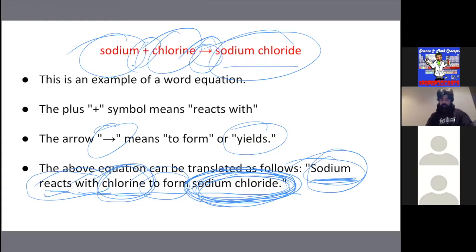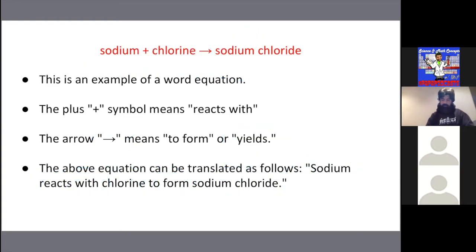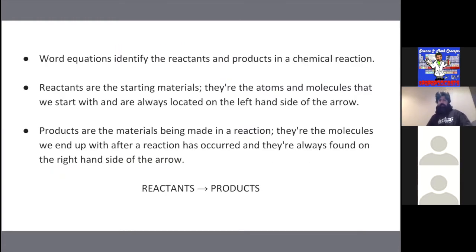Okay, so let's move on. As I mentioned before, all the reactants are what are found in front of the arrow, and the products are what are made.